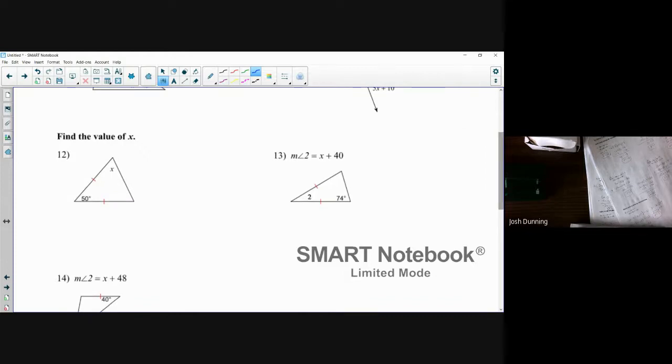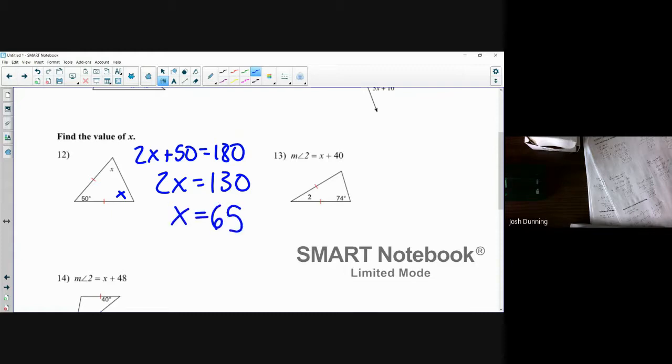Now on number 12, isosceles triangle, we follow our equal sides to the ends. These two angles are equal. So this is x. And then, it's just the same thing again with your 180. This time we got 2x plus 50. 180. X plus 50. Minus your 50. 130. Divide 65.